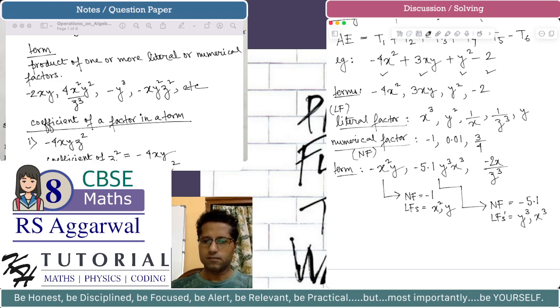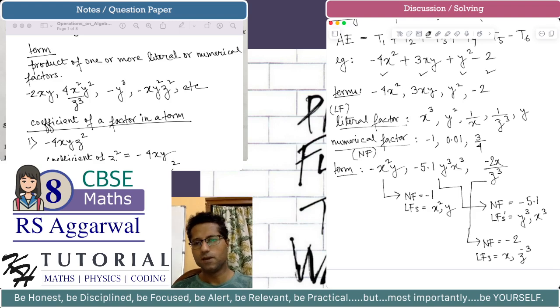For this term, that is minus 2x by z cube, the numerical factor is equal to minus 2, and the literal factors are x and 1 by z cube, which means z to the power minus 3. So I hope it is clear what a term is and how a term is made of the product of one or more literal factors and one numerical factor.